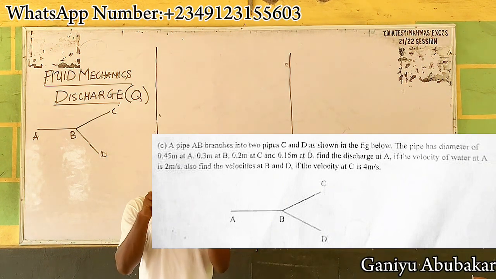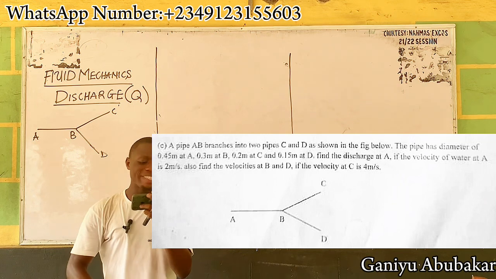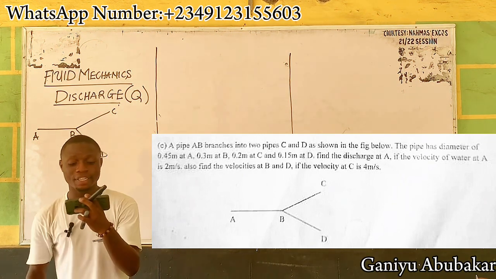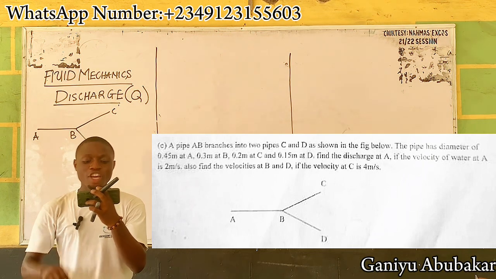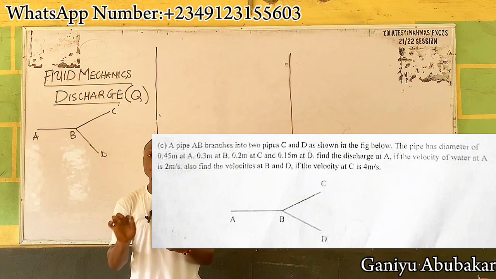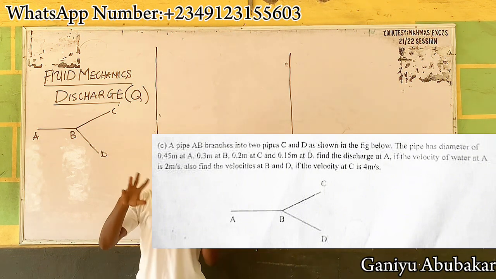I said, if the velocity of water at A is 2 meters per second, also find the velocity at B and D. If the velocity at C is 4 meters per second. Is that all? We are all good.